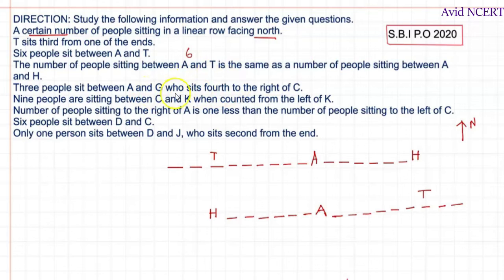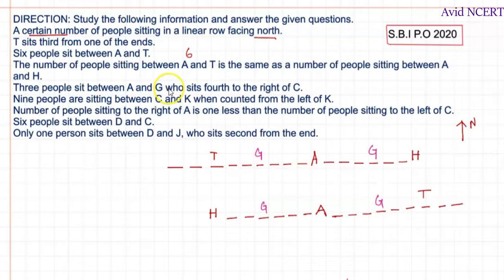So here we have two clues in the same sentence. First clue is 3 people sit between A and G. So which is 1, 2, 3. So G can be either sitting here or this side. 1, 2, 3. So G can be sitting here. And in this case 1, 2, 3, G can be sitting here, or 1, 2, 3, G can be sitting here.